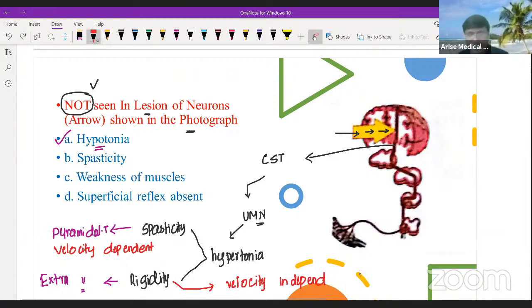Right? It is velocity independent. So that is the difference between spasticity as well as rigidity. Right? Yes, Dr. Bipin, is that clear for you? Then, followed by that, spasticity is an upper motor neuron lesion sign, or UMN sign.